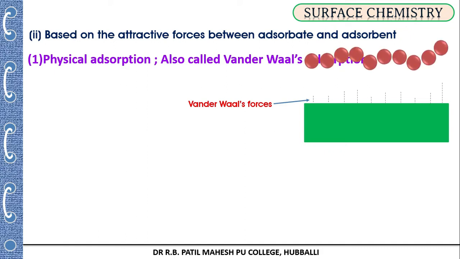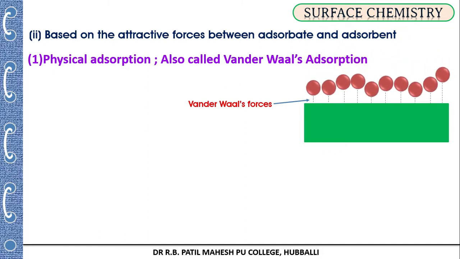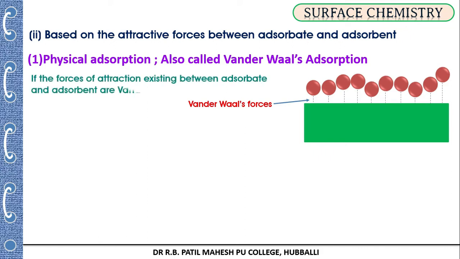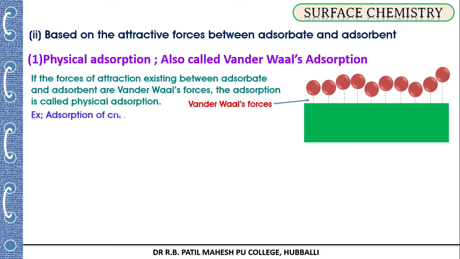So in this diagram you can clearly see that molecules get adsorbed on the surface due to weak van der Waals force of attraction. So in physisorption, what are the attracting forces, students? Weak van der Waals forces. Example is adsorption of chlorine on the charcoal.